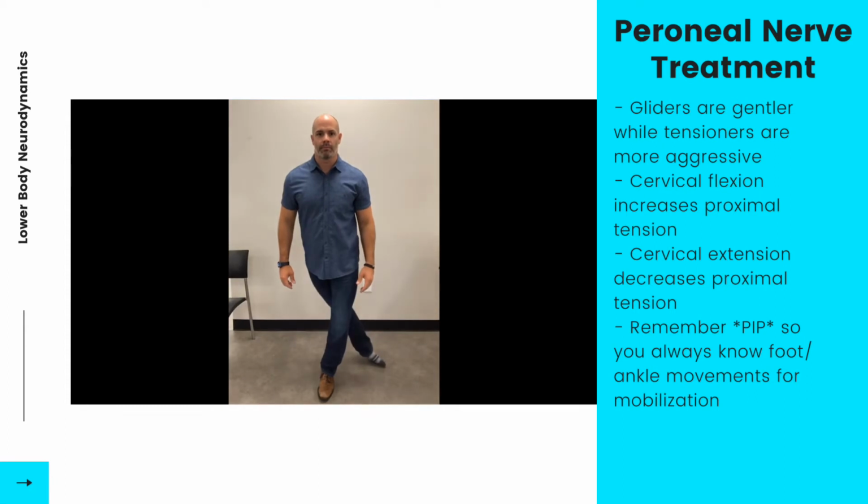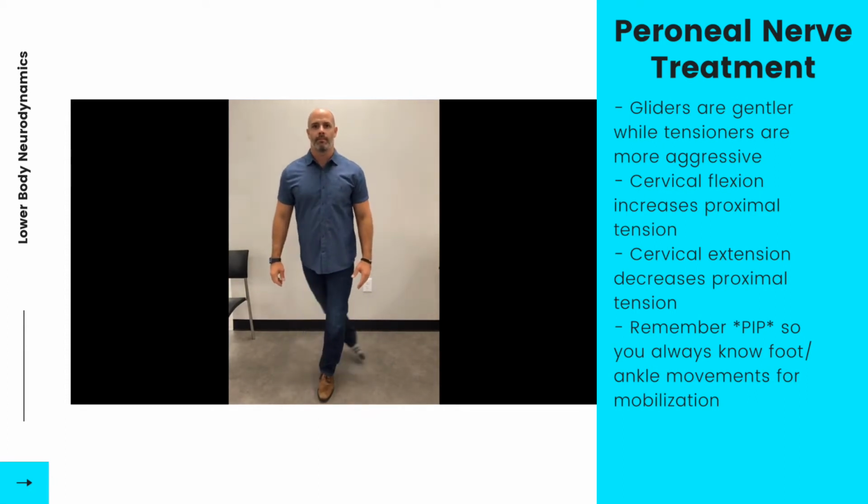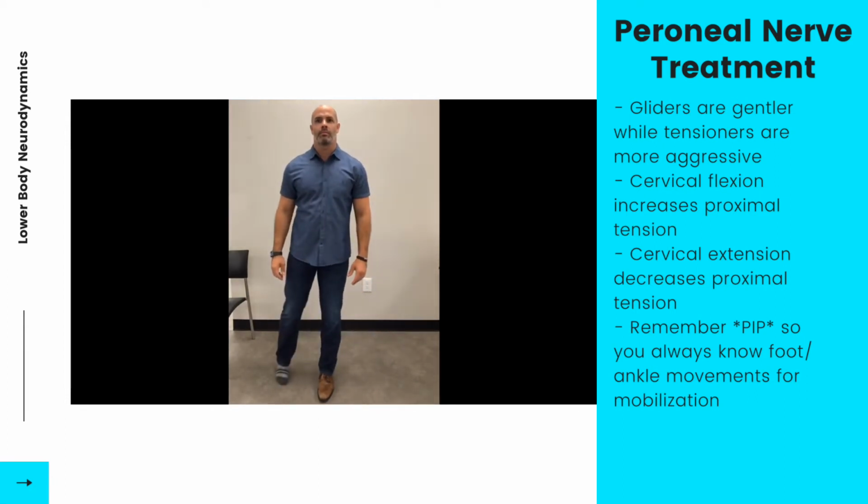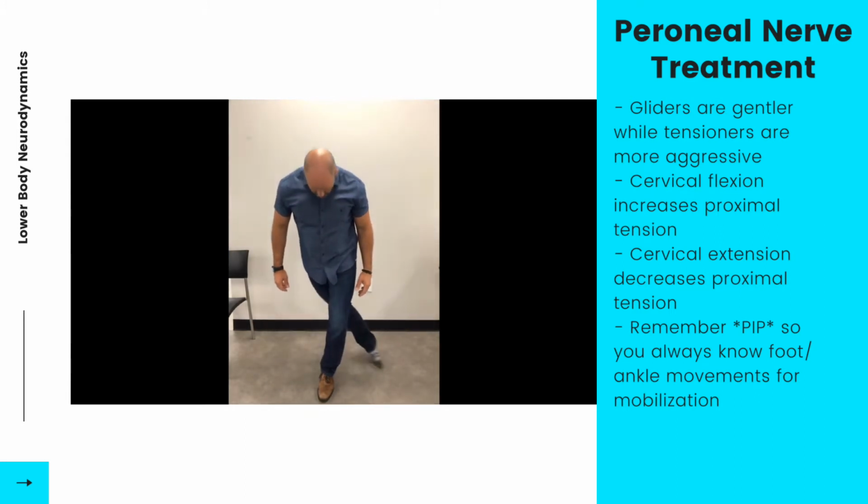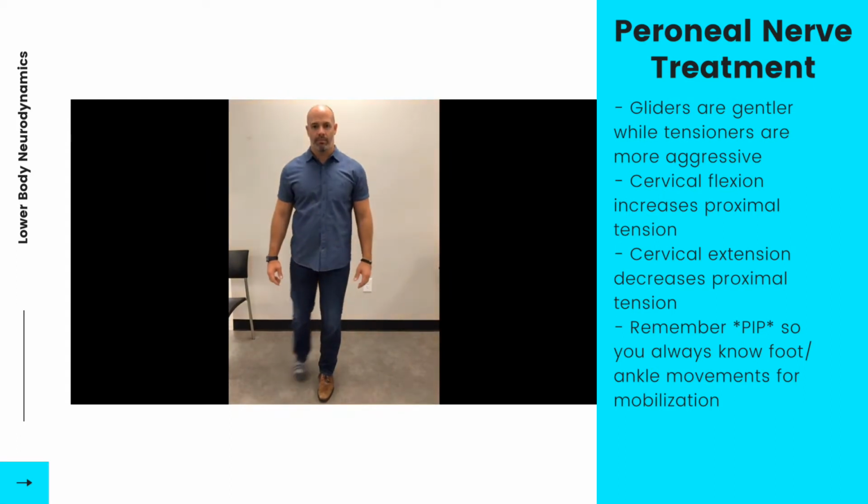To further progress peroneal nerve glides, we can do this standing mobilization. In this case, the patient will plantar flex and invert the foot as it comes back and across the body. Cervical and lumbar movements can be added for more or less tension.